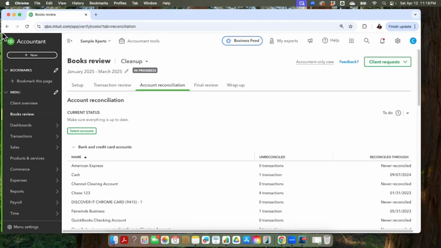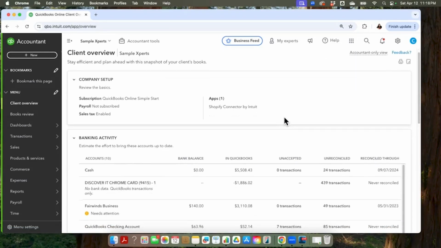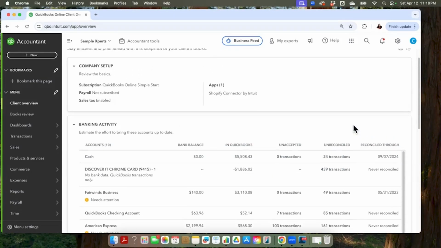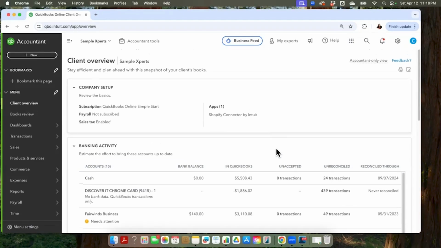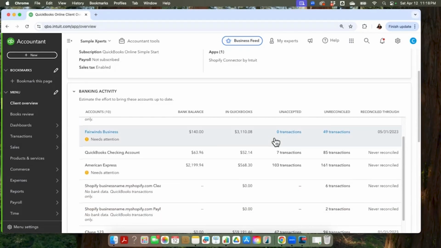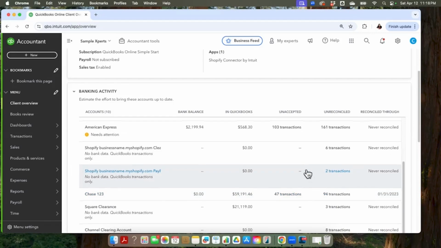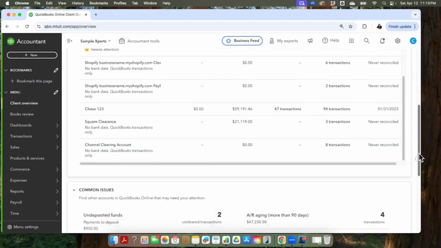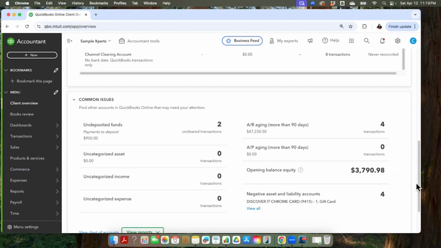There is another way for you, business owner. You can go ahead and take a look at the overview, okay? Client overview, and that's going to show the reconciliation as well. So this is going to be the overview for you, business owner. It's going to show the company setup just like it was there. If you have any apps, if there is any reconciliation that is not done that you need to take care of, or if there is a bank account here that you no longer use, you want to make sure you zero it out and remove it from here.